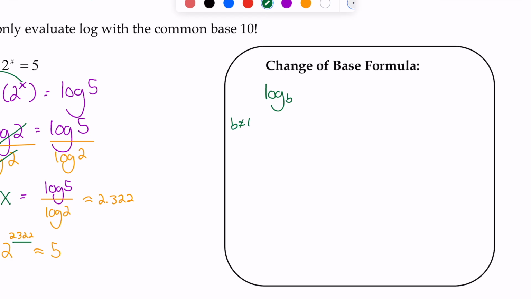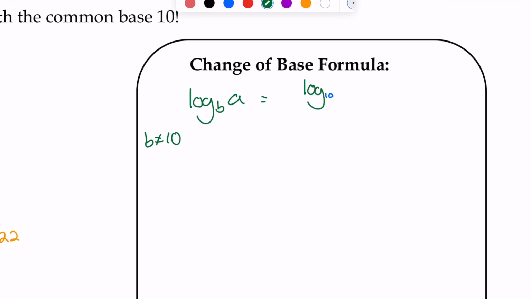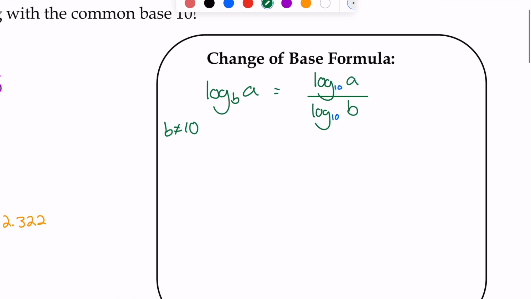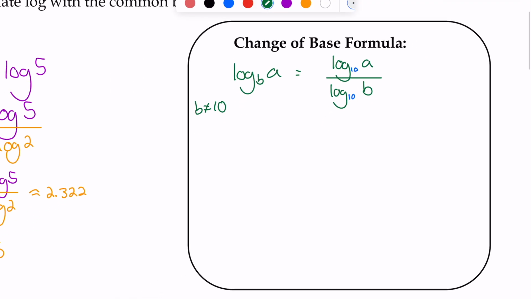So when the problem is proposing some base b that is not 10, and it's asking you for log base b of A, the formula says you can rewrite it as log base 10 of A, all over log base 10 of B. So now you'd be able to compute it, okay?